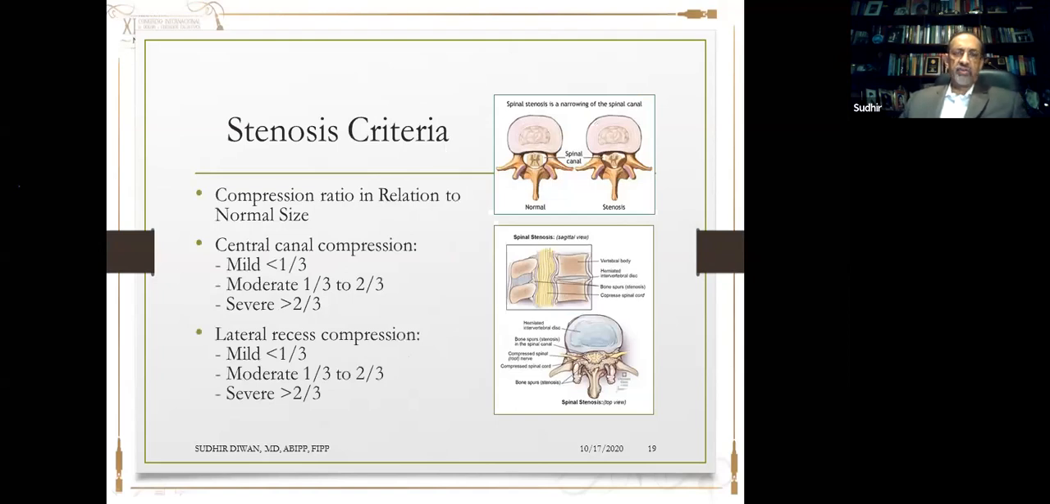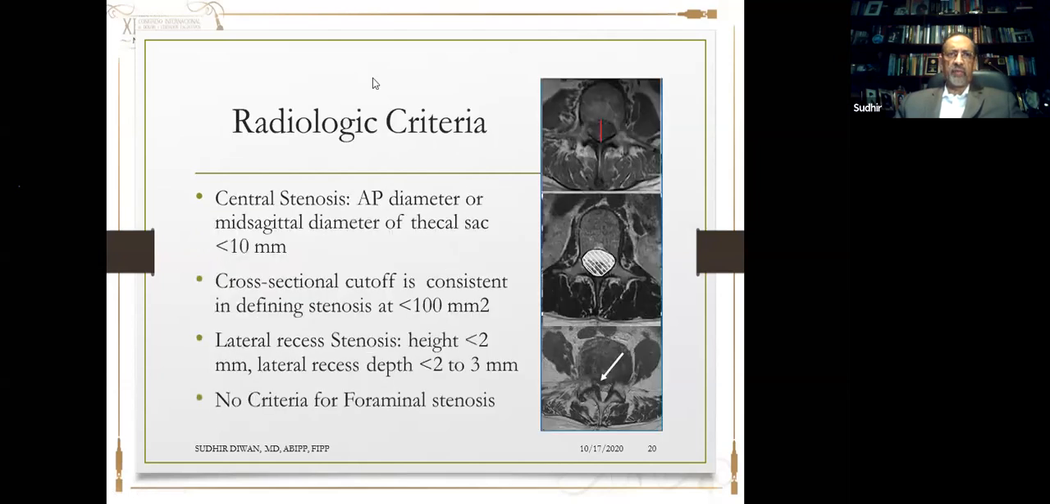To define the stenosis, they looked at the area. If the central canal is decreased by less than 1/3, then it is mild stenosis. If it is between 1/3 and 2/3, then it's a moderate stenosis. And when the canal is decreased by 2/3, meaning only 1/3 is left, that is a severe stenosis. And this is where you see a more triangular area. The similar definition is for lateral recess stenosis. However, there is no special criteria for foraminal stenosis.